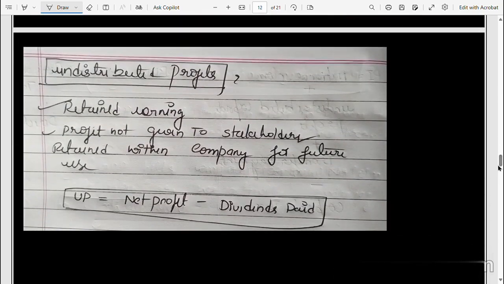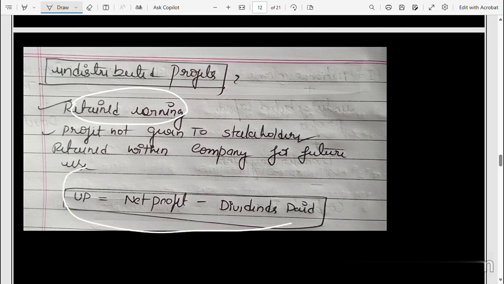Now what is undistributed profits? Undistributed profits are the retained money, the retained earnings. As I told you, if you are the owner of a factory and you earn profits, the amount which you keep with yourself without distributing it to your employees is called undistributed profits. That has not been given to stakeholders. That is called retained money.